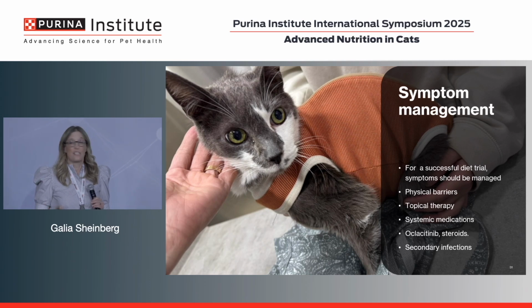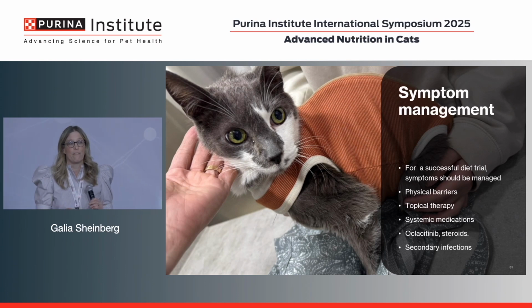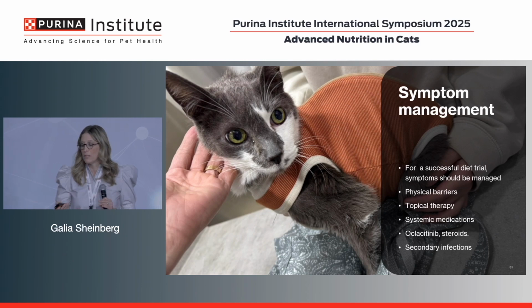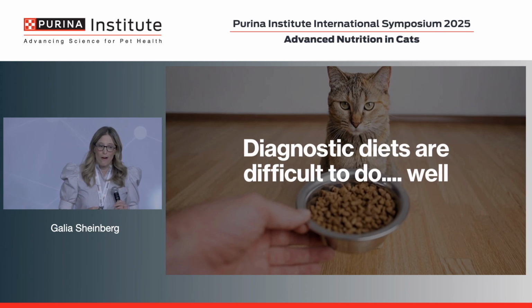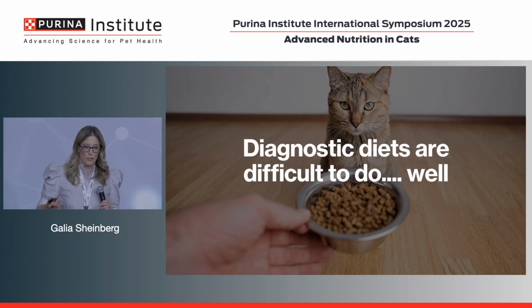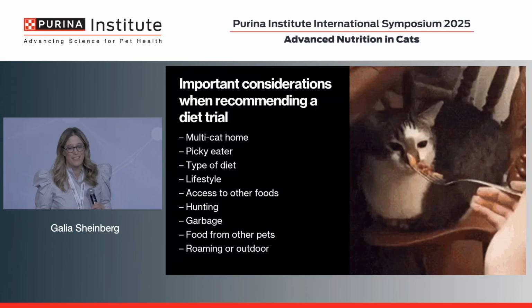And secondary infections, I mentioned them before, don't overlook them. If you don't treat those secondary infections, maybe the diet trial is working, but these cats will continue to be uncomfortable and itchy. Diet trials are really difficult to do and to do well. So for that, we need to do many considerations.